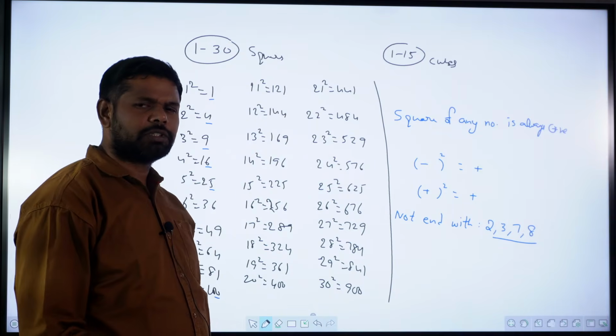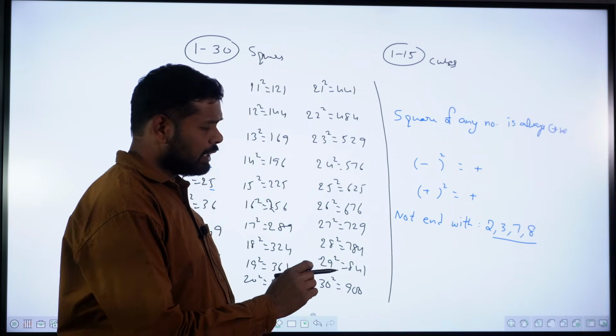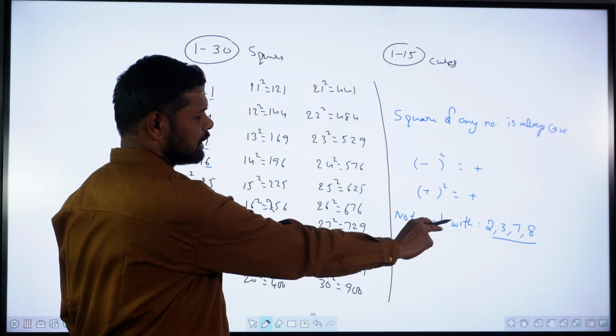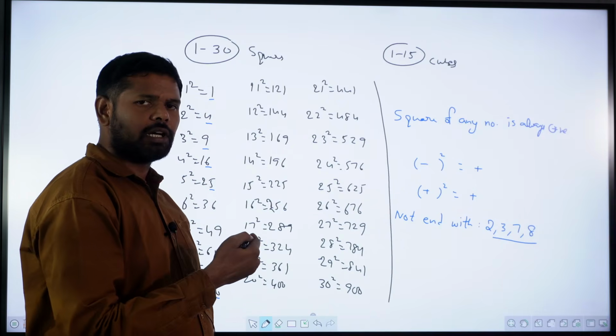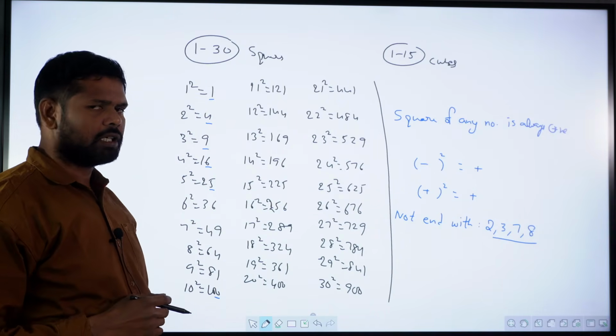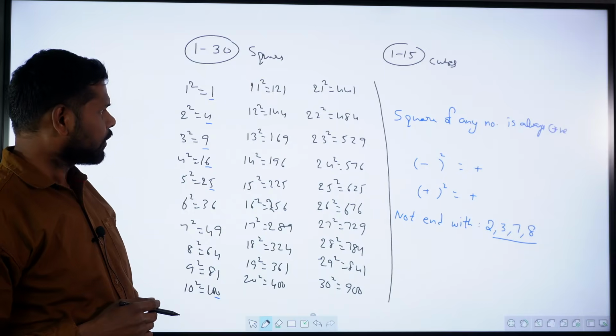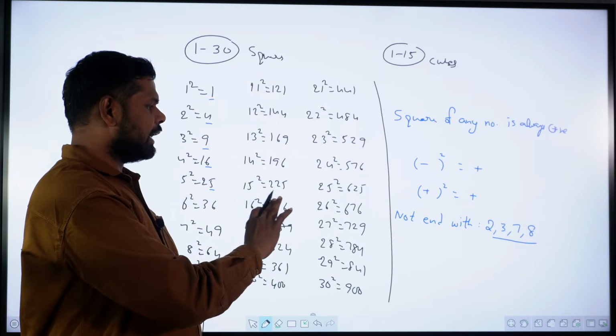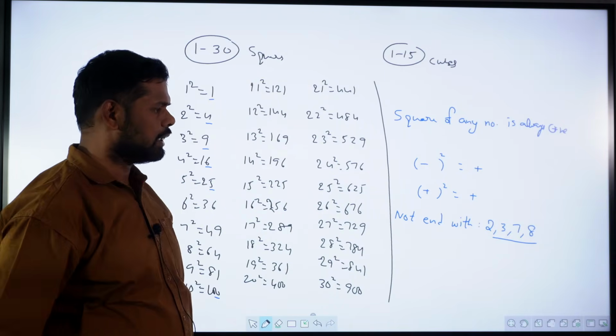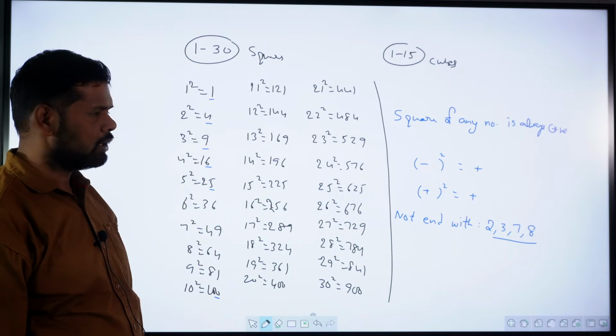Suppose in the options we need a perfect square, and an option has its units place as 2, 3, 7 or 8, then simply eliminate that option. So using the options is also very important. Any square never ends with those digits: 2, 3, 7 and 8.